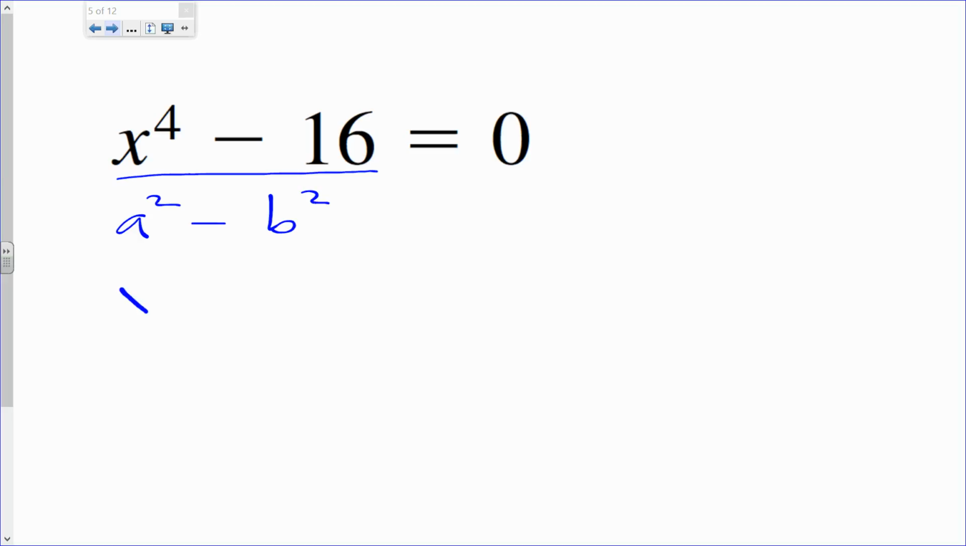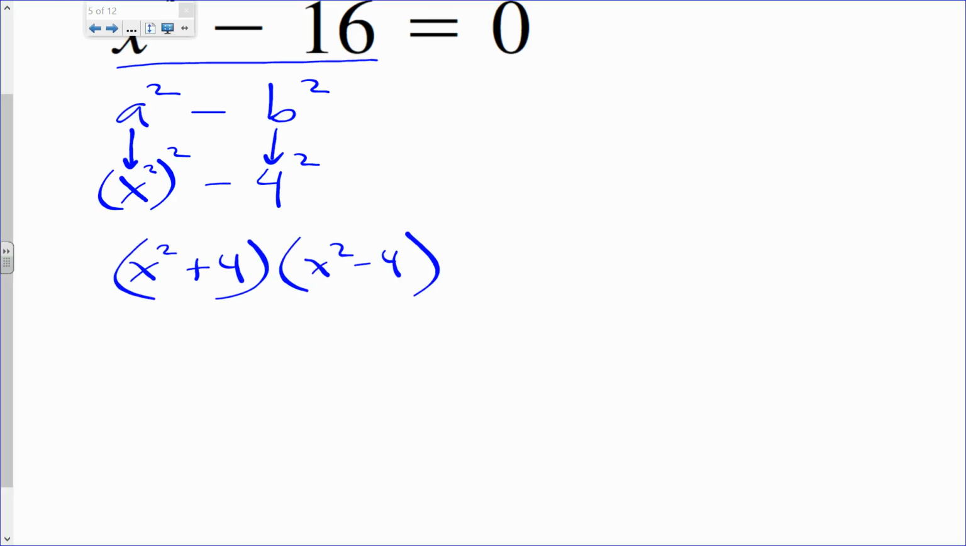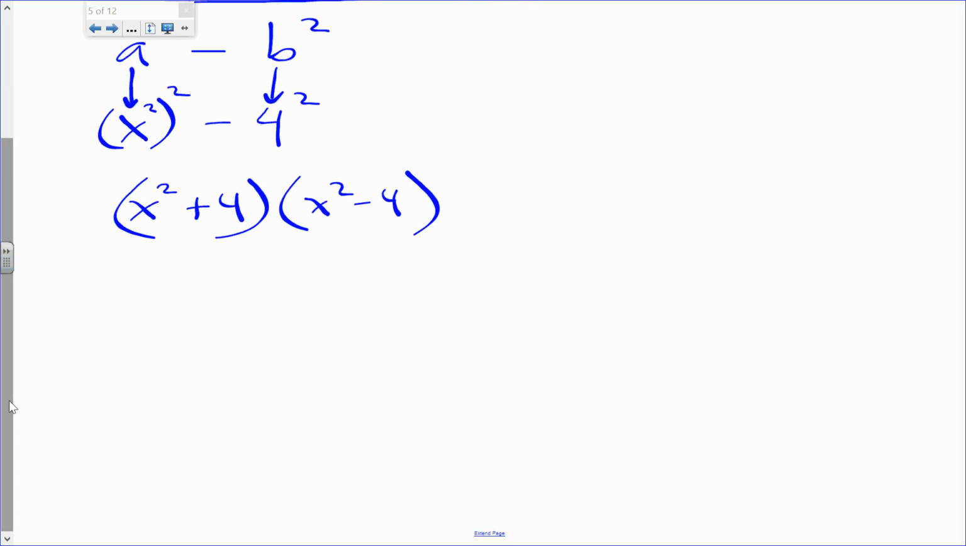So let's see, that'll be x squared, squared, minus 4 squared. So now I know what my a and b is. My a is x squared and my b is 4. Let me follow the pattern then. The difference of 2 squares pattern says a plus b times a minus b. Right? So I have a binomial and a binomial.